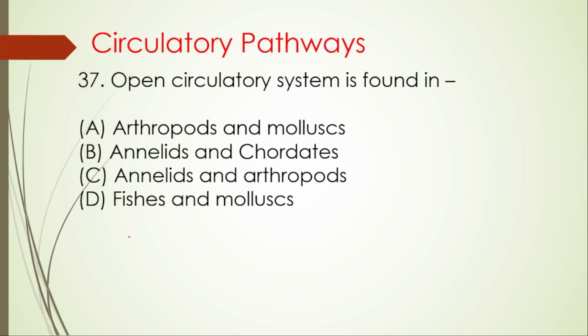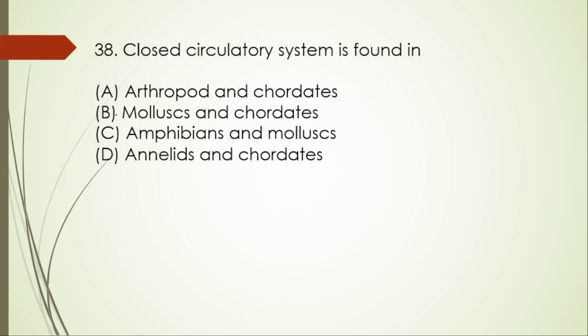Next question from the circulatory pathways, that is 37th question. Open circulatory system is found in A. arthropods and mollusks, B. annelids and chordates, C. annelids and arthropods, D. fishes and mollusks. Here the right option is option A, arthropods and mollusks. Arthropods and mollusks have what? Open circulatory system.